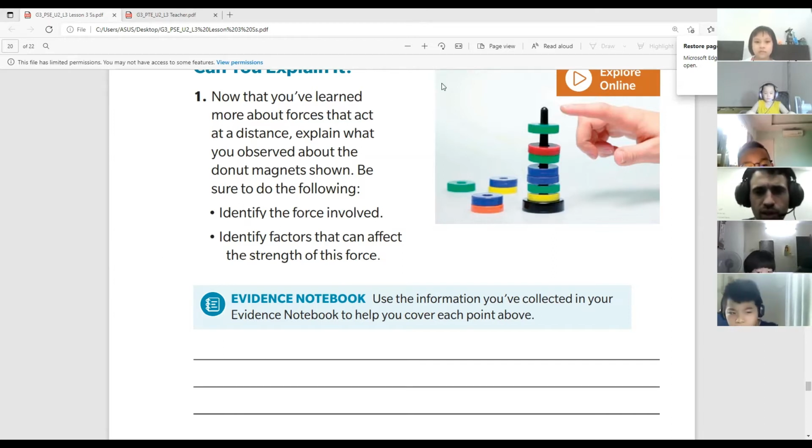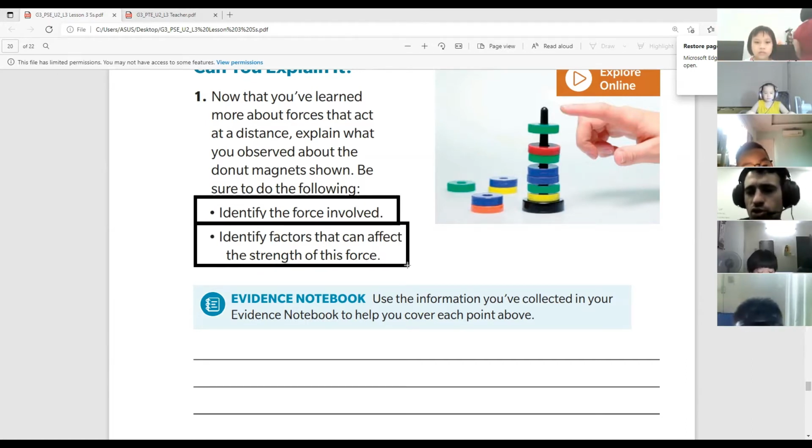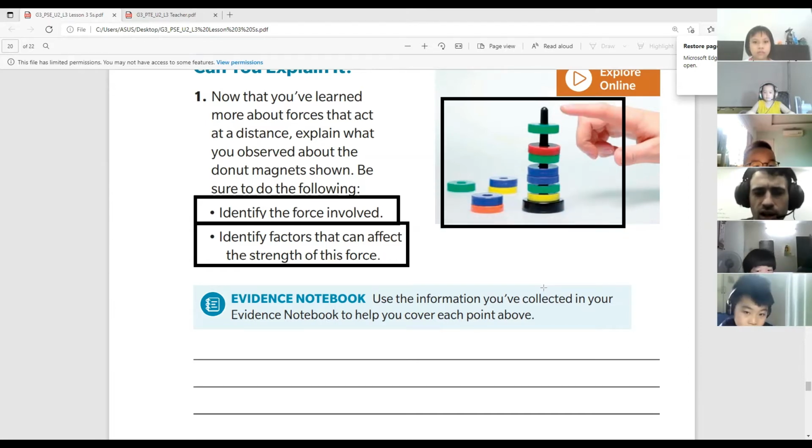There's 2 bullet points here, number 1 and number 2. So you have to make sure you do both. The first one, identify the force involved. What force is involved up here? And then identify factors that can affect the strength of this force. So then tell me about the force, basically. What can affect the force? And remember, there are 2 factors that we learned about that can affect this force.